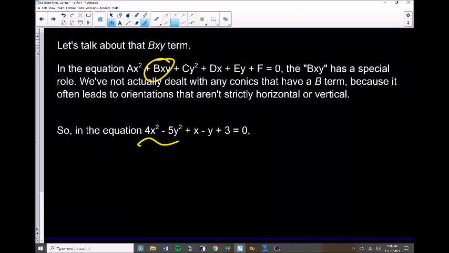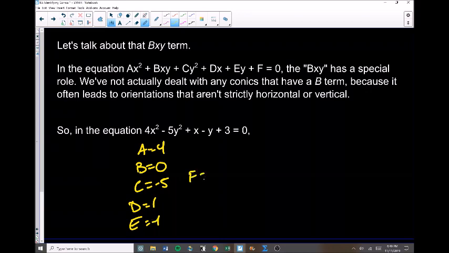So like we've been seeing conics that have looked like this without being in this form. This would have an a value of 4, a b value of 0, a c value of negative 5, d is 1, e is negative 1, f is 3. So you have to be aware this bxy term is often going to be equal to 0 to avoid the rotations of our conics.